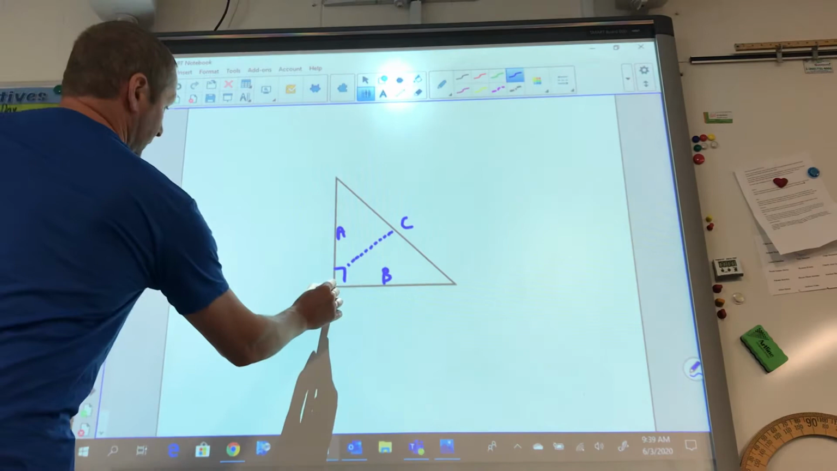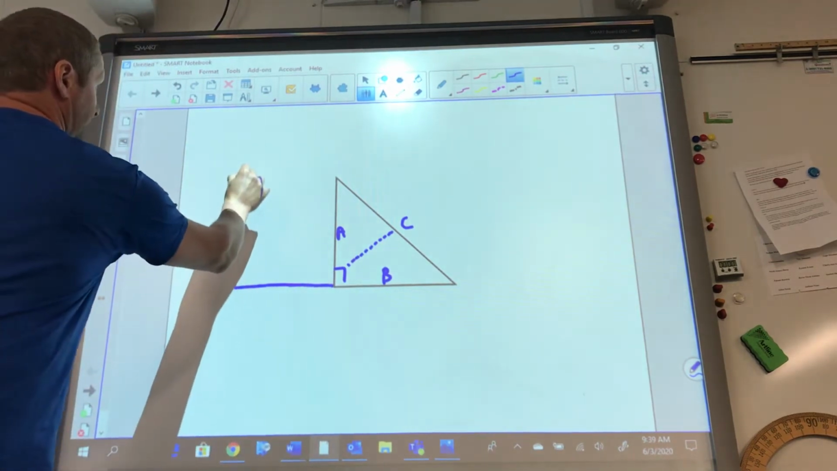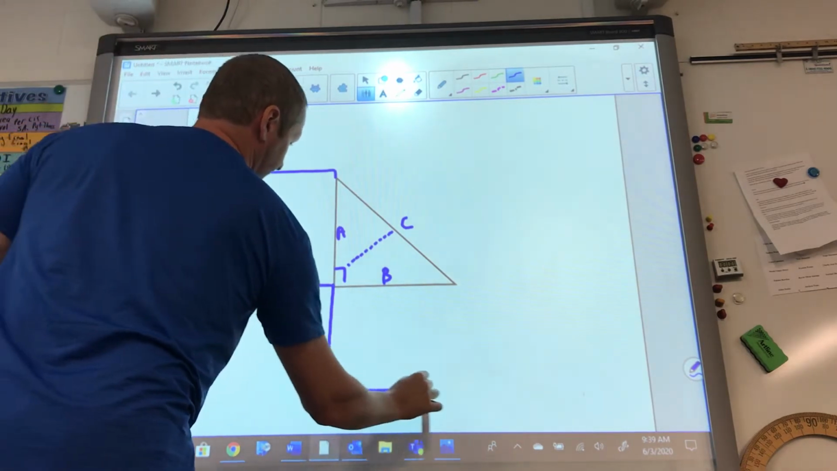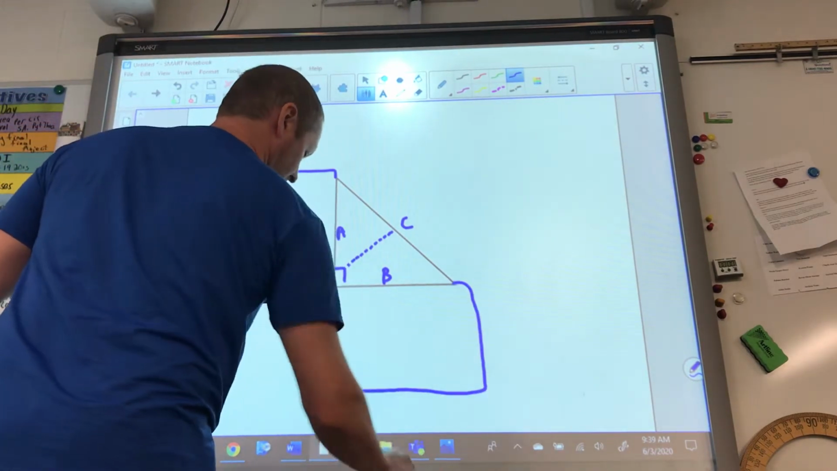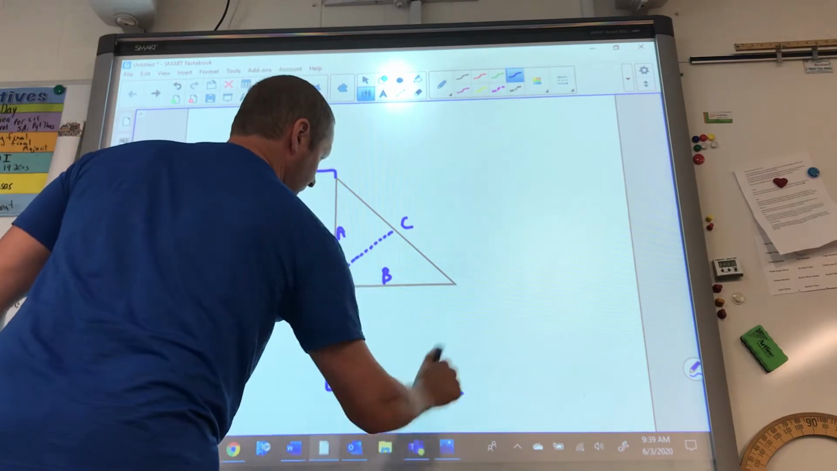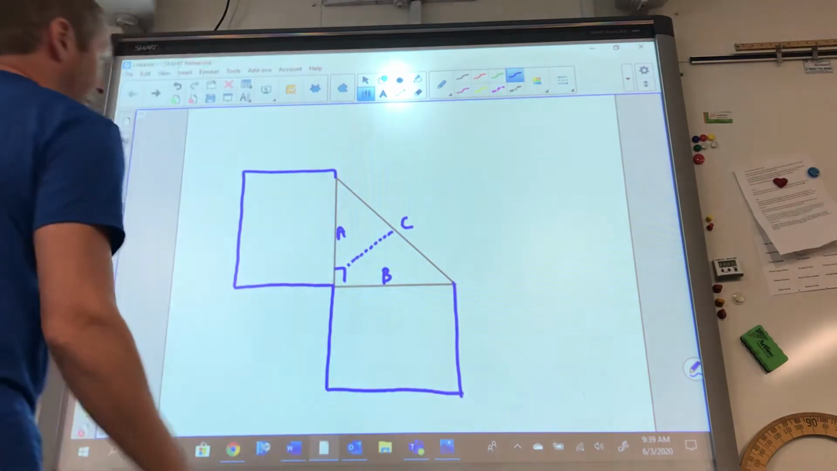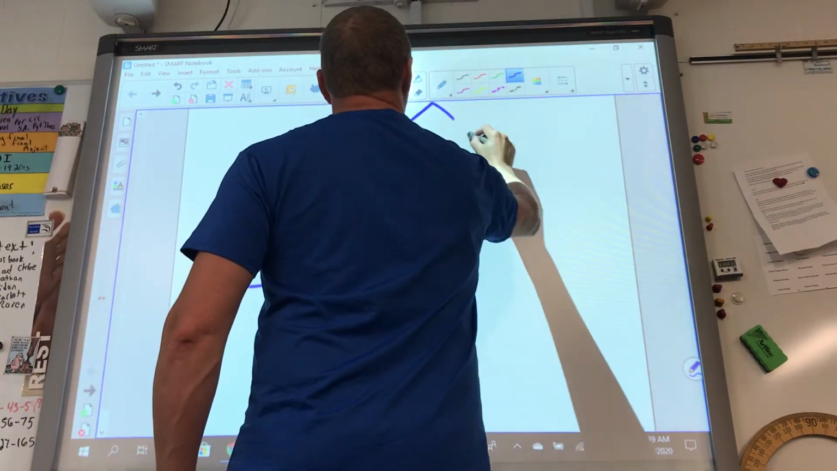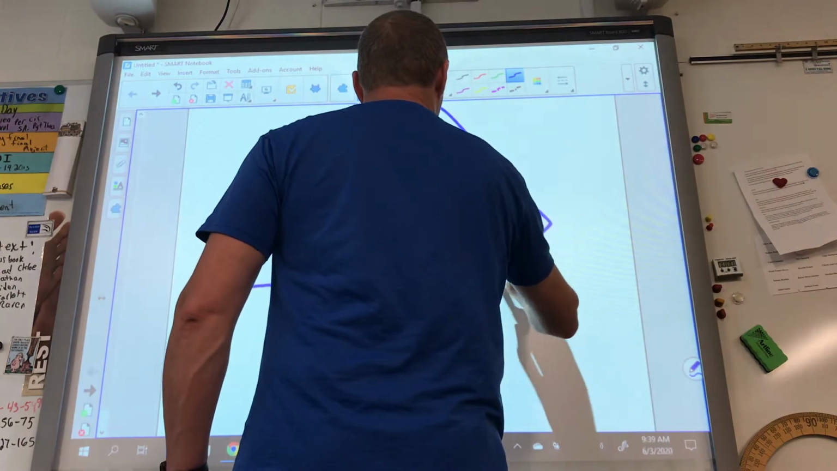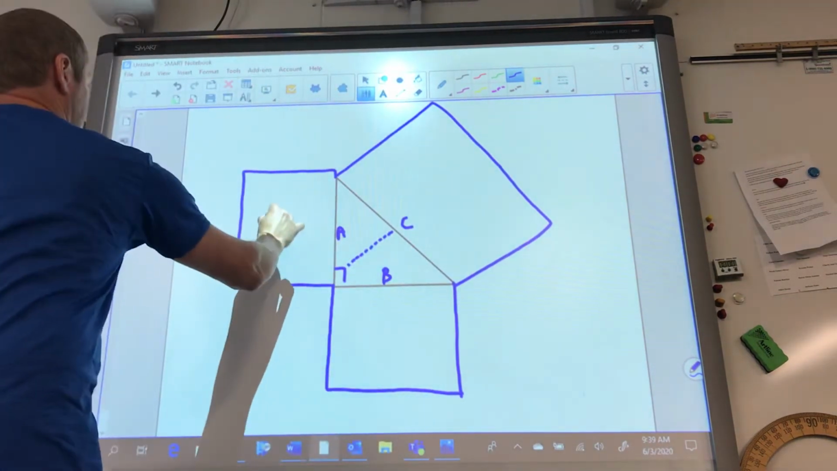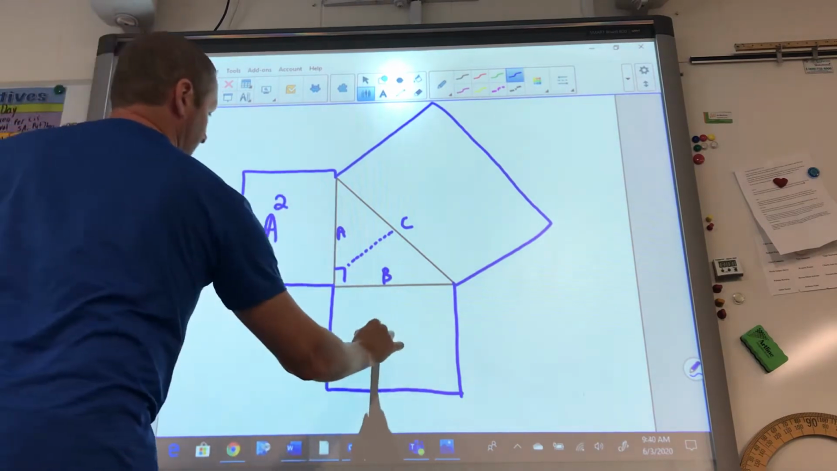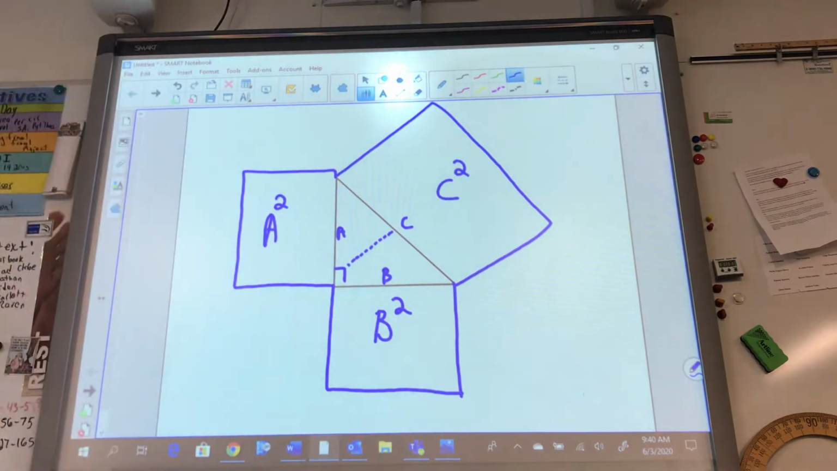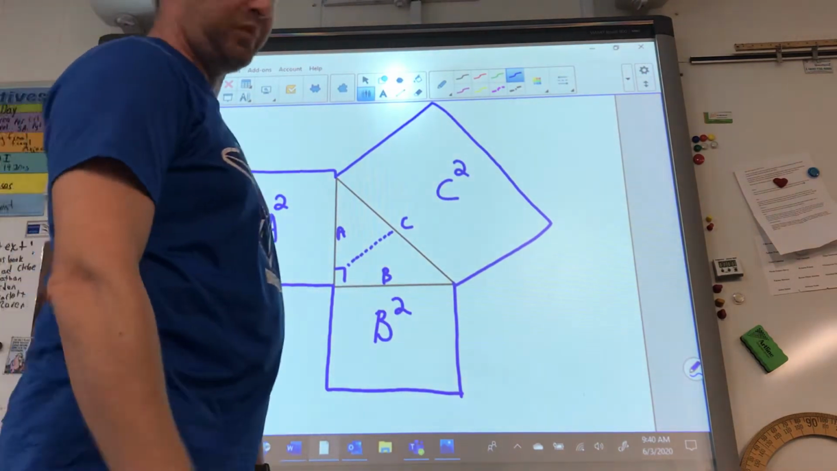Okay? So the relationship is thus. If you were to make a square off of the A side, and if you were to make a square off of the B side, and if you were to add those two together, it would equal the square that would come off of the C side, as it is the biggest side. So A squared plus B squared equals C squared. And that's the formula that you're going to use again and again with this package that you've got.